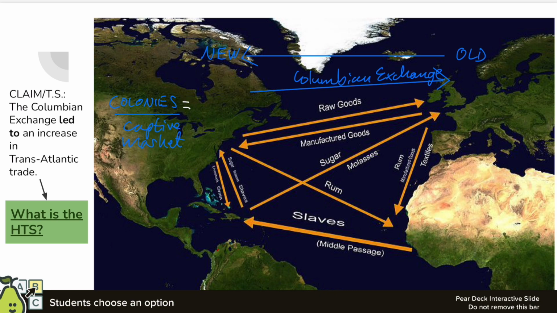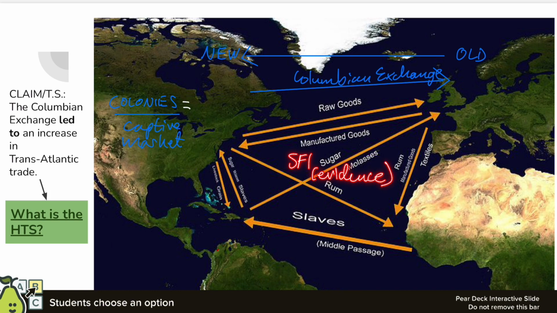Okay, that could be talking about the slave trade. It could be talking about the raw materials. As we see New World, Old World, manufactured goods going to the New World from Europe, and then raw materials going from the New World to the Old World to be exploited by the colonizing countries of Europe. Okay, and so all of this here would be SFI backing up this claim.